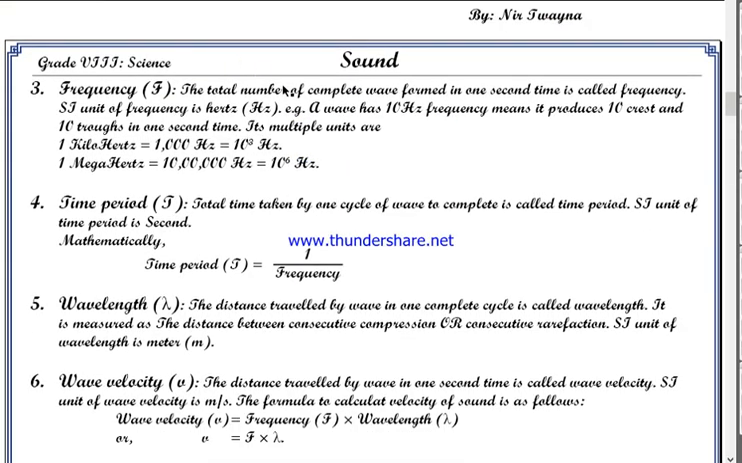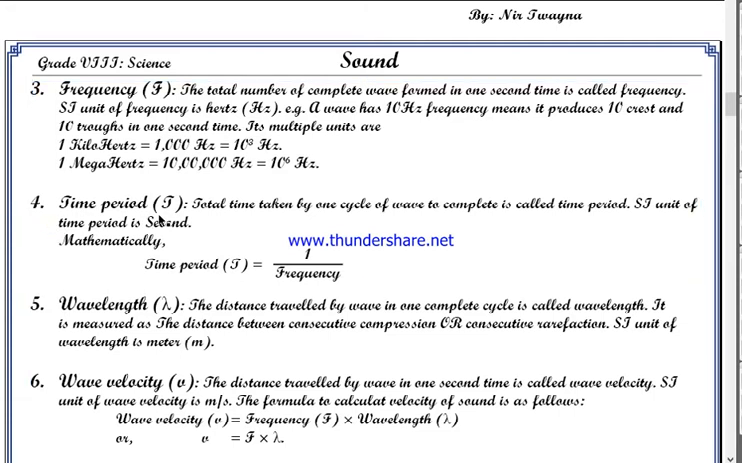Frequency means how many waves are formed in 1 second. The SI unit of frequency is hertz, and larger units of frequency are kilohertz and megahertz. The next term we discussed today was time period.